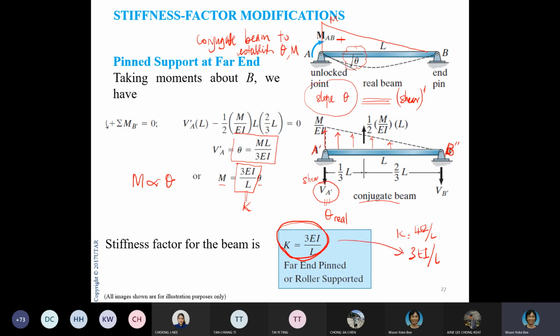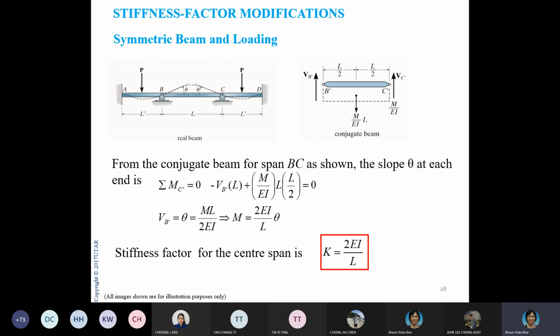Of course, these are the two very simple ones that I would suggest that you remember. The rest, if you don't want to remember, that's really up to you. But it would help you if, let's say, you join a very small firm and they do not have any engineering software, then you need to use moment distribution. Then the subsequent stiffness factors will help you a lot. Why? Because the next one is, let's say you have a symmetrical beam with symmetrical loading.